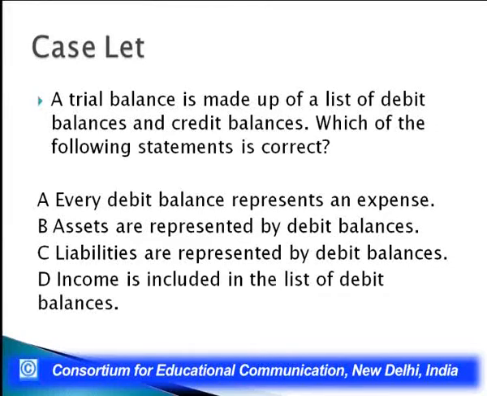It says A, every debit balance represents an expense. B, assets are represented by debit balances. C, liabilities are represented by debit balances. D, income is included in the list of debit balances. So you need to be good here on what the correct answer should be. For that, you should be fundamentally clear which particular type of variable or element has which kind of balance, debit or credit balance.